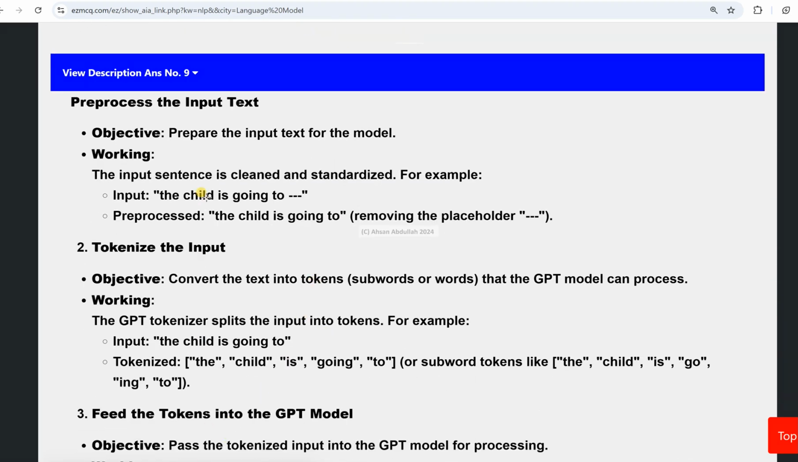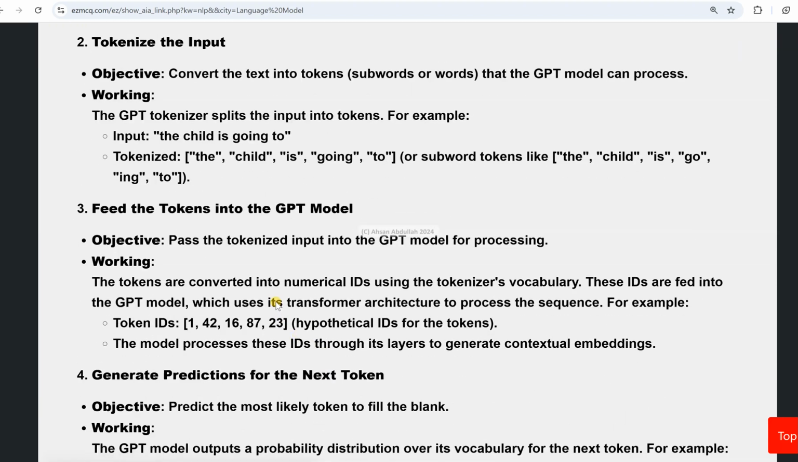All right, so we prepare the input text for the model. This is the input, and we remove the placeholder, this dash. Then we tokenize, right? Tokens into subwords or words, unigram or bigram or whatever we want to proceed with. So these are the tokens: the child is going to. Then we feed the tokens into the GPT model, and the tokens are assigned certain numeric IDs, and of course these are hypothetical IDs.